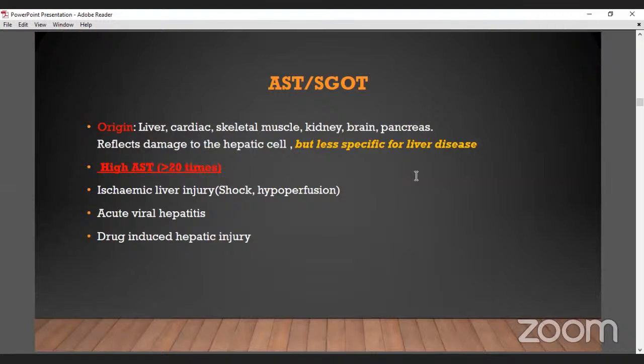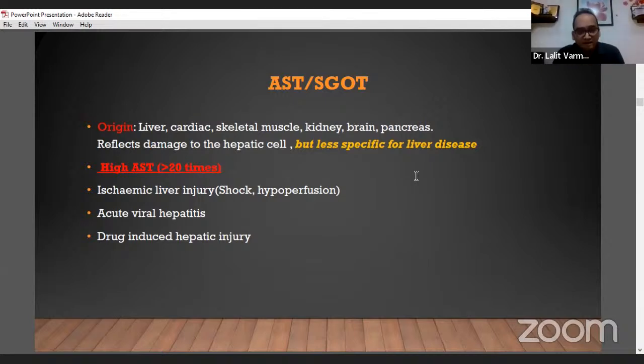No, sir. So we'll switch to AST and SGOT now. That was ALT. When we talk about SGOT, as Dr. Anjali also gave her inputs, it can be liver, cardiac, skeletal muscle, kidneys, brain. I've never come across it, but literature is there, and pancreas. It reflects damage to the hepatic cell, but is less specific for liver disease. Of course, SGPT is very specific to liver. SGOT is not so much.